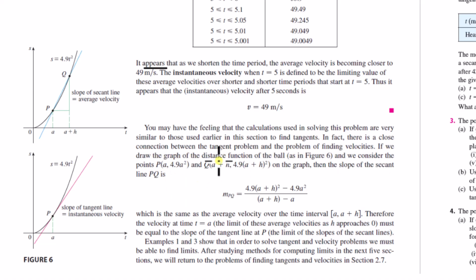If we draw the graph of the distance function of the ball, as in figure 6, and we consider the points P and Q, yeah, that's what they're showing here. You could think about the velocity of the ball not just at t equal to 5 seconds, but they're generalizing it. They're saying for any time A at which the ball is falling, so that's what point P is, time A. Then if you go some distance h ahead of A, now you have S evaluated at A and S evaluated at A plus h. So here's S of A and here's S of A plus h.